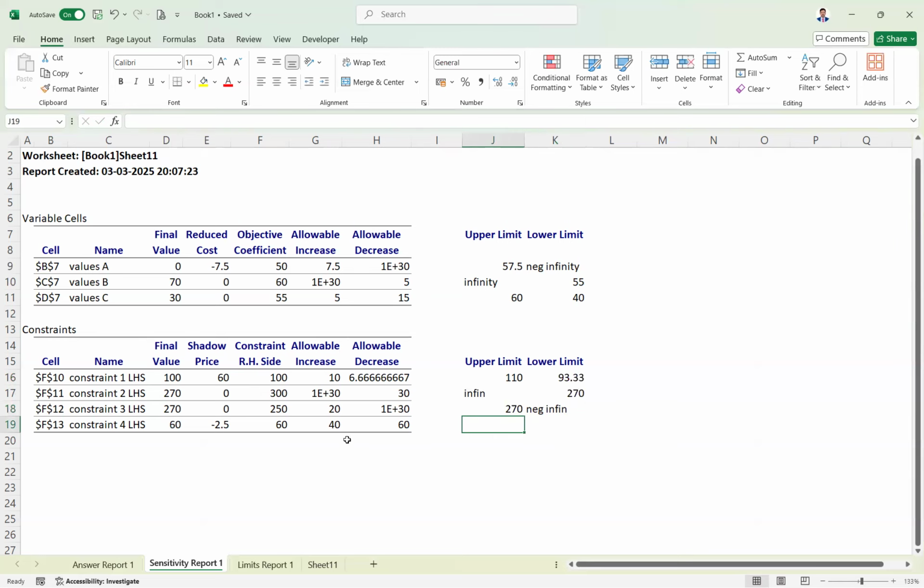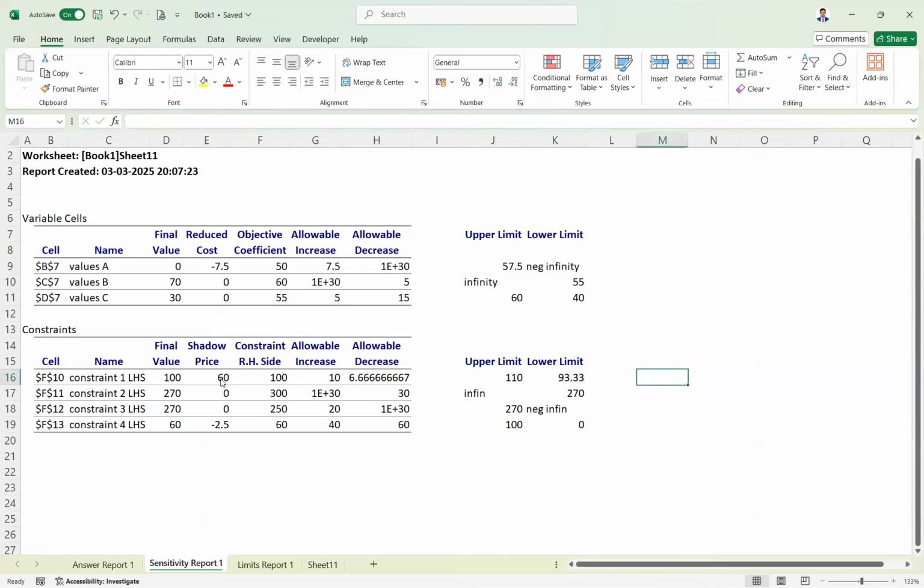Then for here, 60, allowable increase 40, so 100. Here it is 0. So for 1 unit, the Z value is increasing by 60. For 2 units, 60 into 2. For 3 units, 60 into 3. But that increase should lie within this boundary.